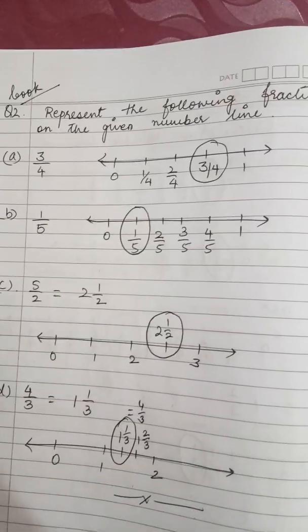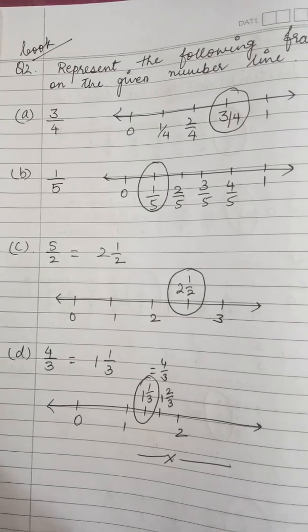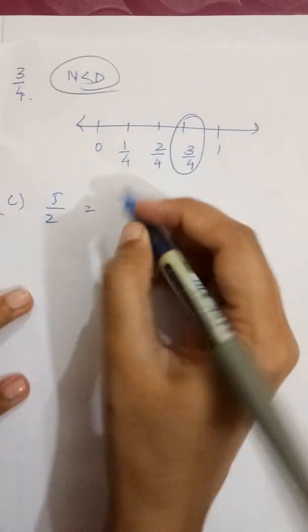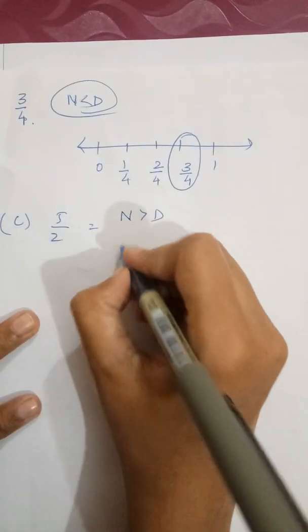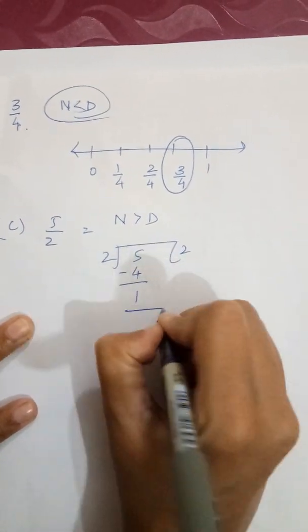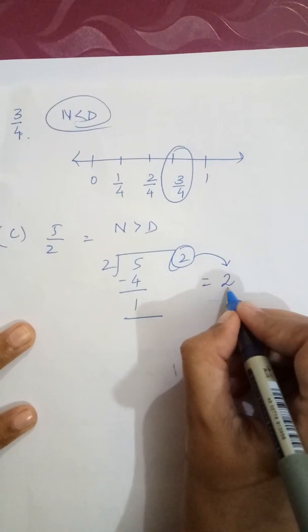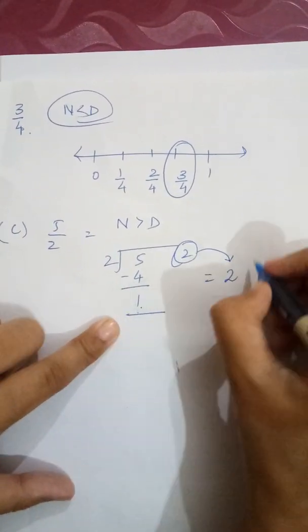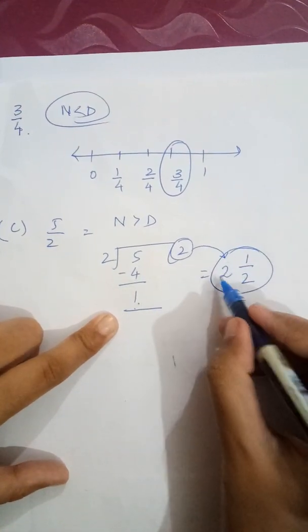I'll be doing now 5 upon 2, and then C and D part I'll leave for you. Now see, 5 upon 2. Since here numerator is greater than the denominator, I am going to divide it. 2 2s are 4 and 1. So how I am going to change it? This 2 I am going to write as whole. This remainder I am going to write in the numerator and then upon 2. So my new fraction becomes 2 1 upon 2.